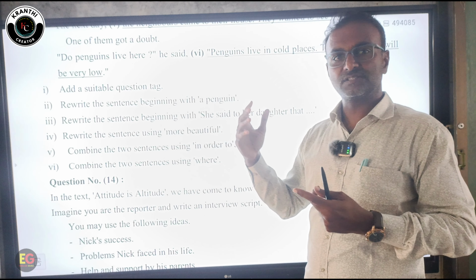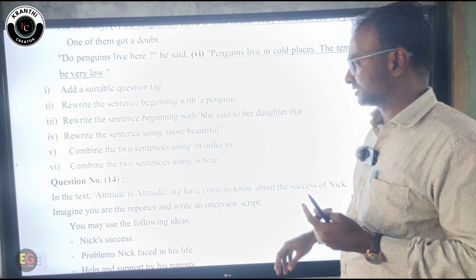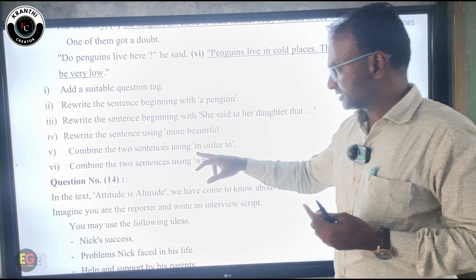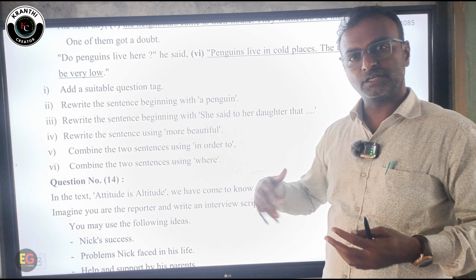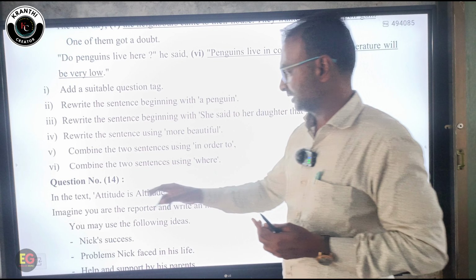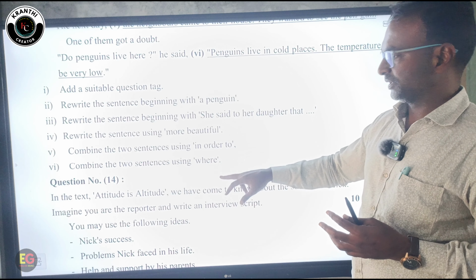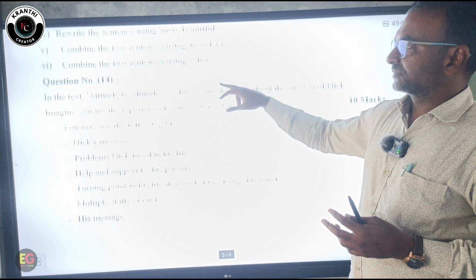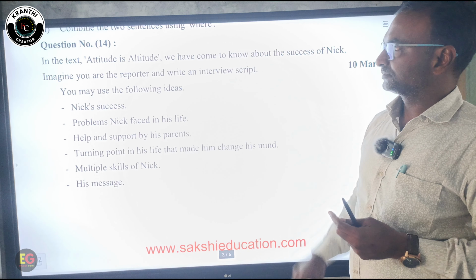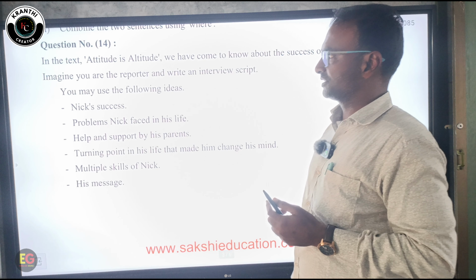Think about the adjectives and the degrees of comparison, and combining 2 sentences, in order to go, in order to get, in order to find, like that. Combining using where. So these are relative pronouns. And next, question number 14. This is the choice question.